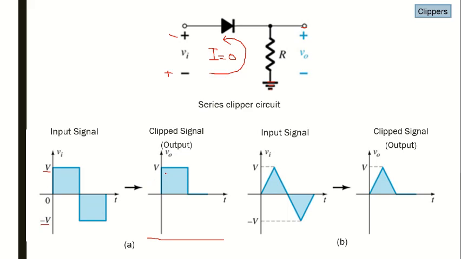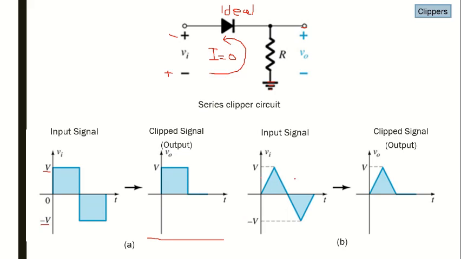So this is the output, where we can see that for the positive half cycle the input signal and the output signal both have the same magnitude, V and V, because in this case we are dealing with an ideal diode. Ideal diode means there will be no drop of 0.3 or 0.7. So at potential 0 the diode will be in its on state.